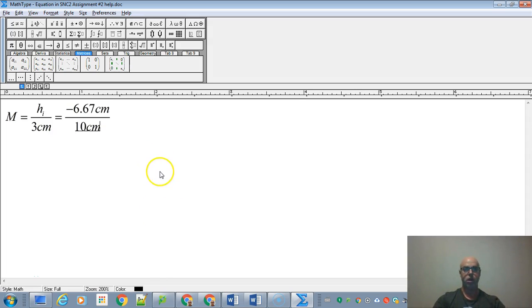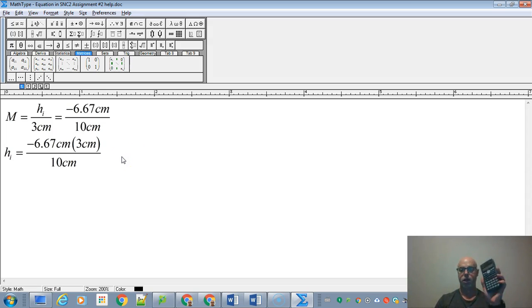There we go. Okay. So using just these two portions of the equation here, I'm going to cross multiply that 3 centimeters over to the other side. There we go. Just plop that in there. And so we can find the height. So it's going to be 6.67 times 3 divided by 10. So you just do that on a calculator. So 6.6666, really it was rounded off, times 3 divided by 10. It's going to be exactly -2. So the height should be -2 centimeters.